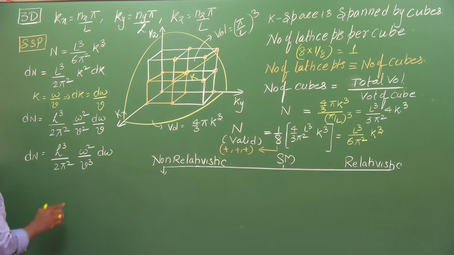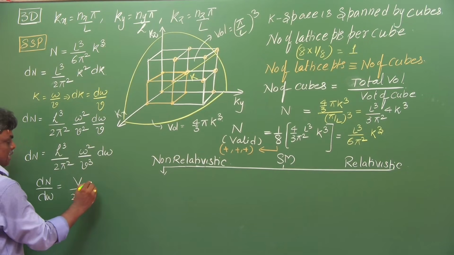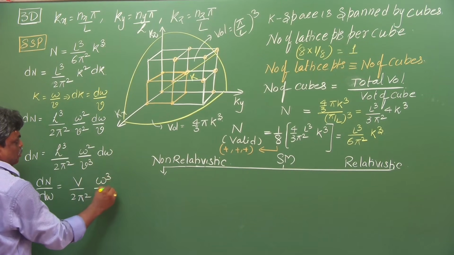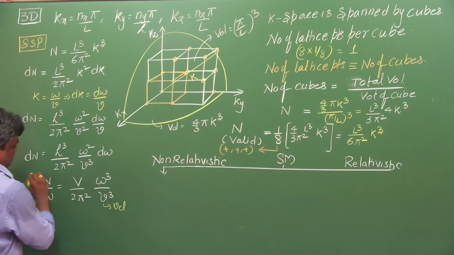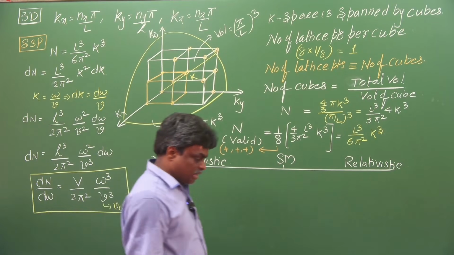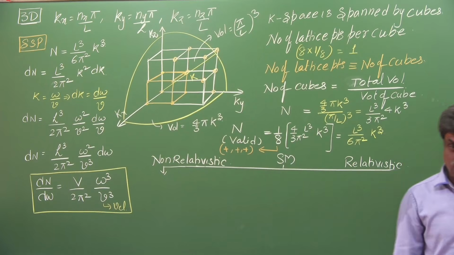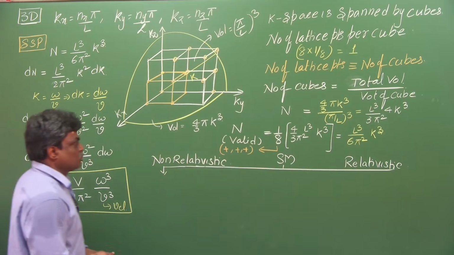Tomorrow we are going to use this for the Debye model. Maybe after tomorrow we go to the Einstein model. So L cube, you can take it as the volume, by 2 pi square, and this is omega square by v cube, where v is the velocity. Don't forget this. Here two modes will be there. One is the transverse mode, another is the longitudinal mode. We will do for both. That's why it will be split. That we will explain tomorrow.